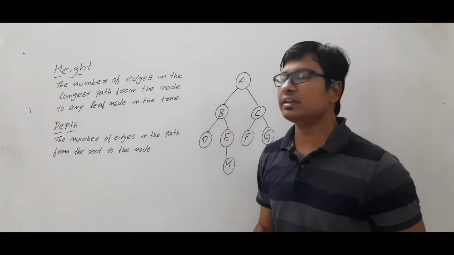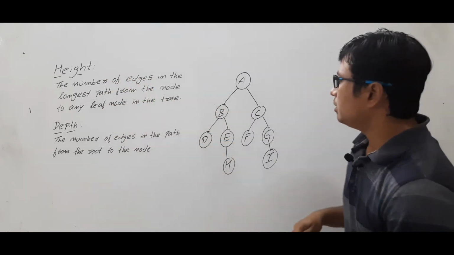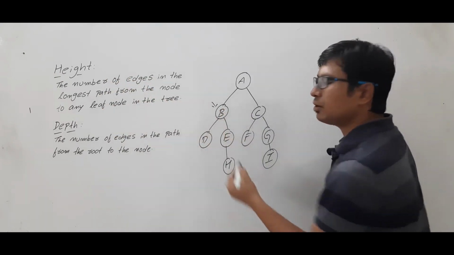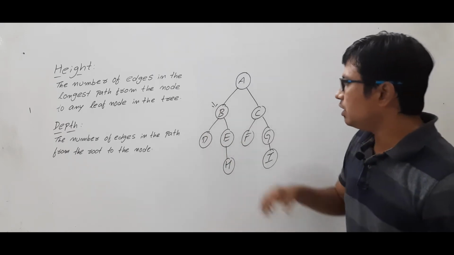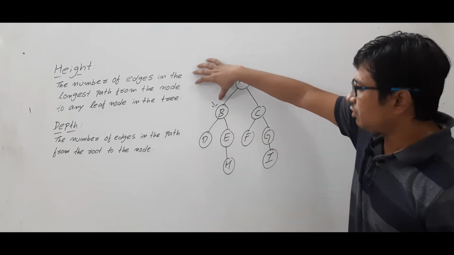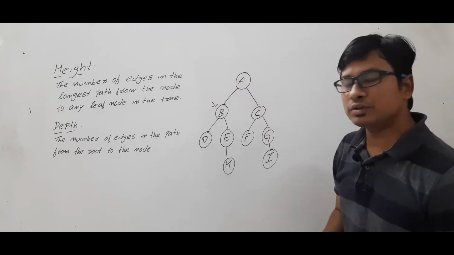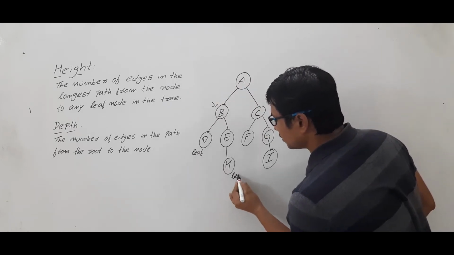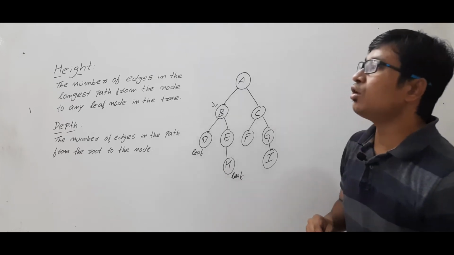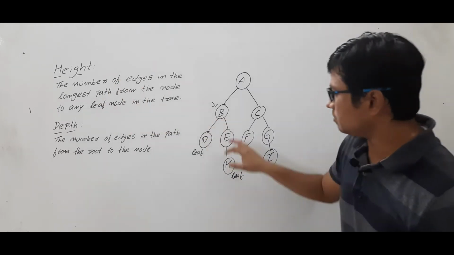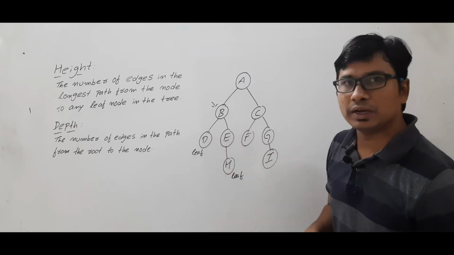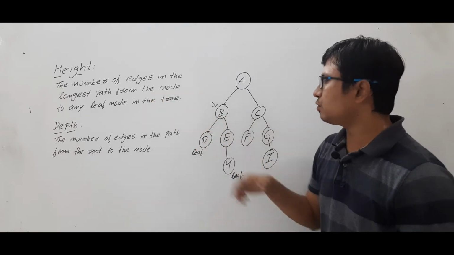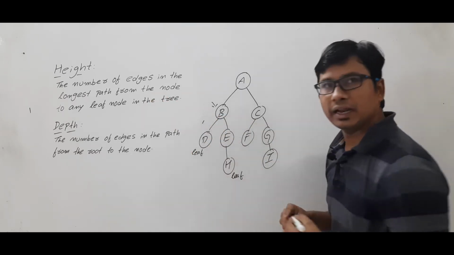Now, let me define the height of the node B. I want to compute the height of the node B. Now, look at from the node B, what leaf nodes are there? This is one leaf node. This is another leaf node. Now, what did they say? The longest path. The longest path means, if I go with this one, the number of edges to this one is 1. Am I right or wrong?